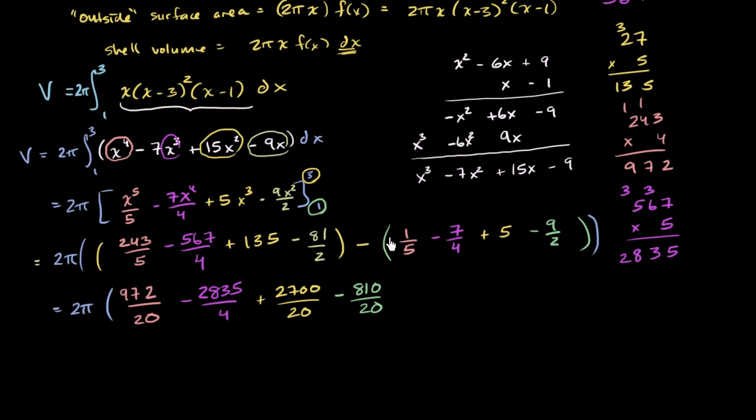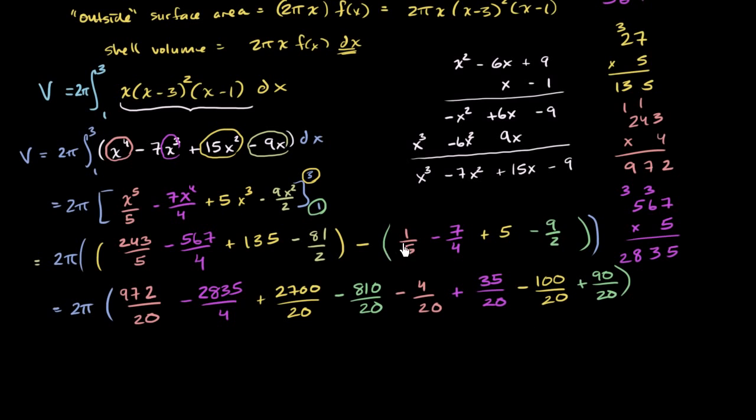And then, let's see, negative 1/5 is the same thing as negative 4/20. And then positive 7/4 is the same thing as positive 35/20. And it's going to be a negative 5. A negative 5 is the same thing as negative 100 over 20. And then finally, the negative 9/2, sorry, it's going to be a positive. I don't want to make that careless mistake. I want to make sure I get the signs right. I have to distribute this negative. It's going to be a positive 9/2, which is the same thing as plus 90 over 20.